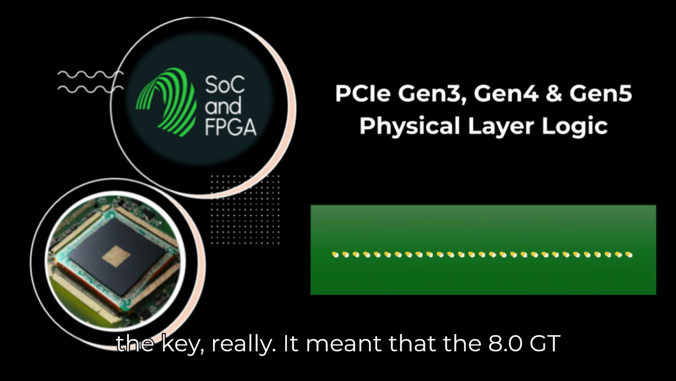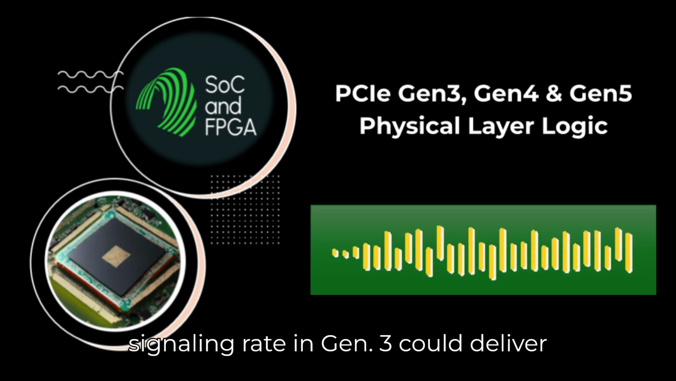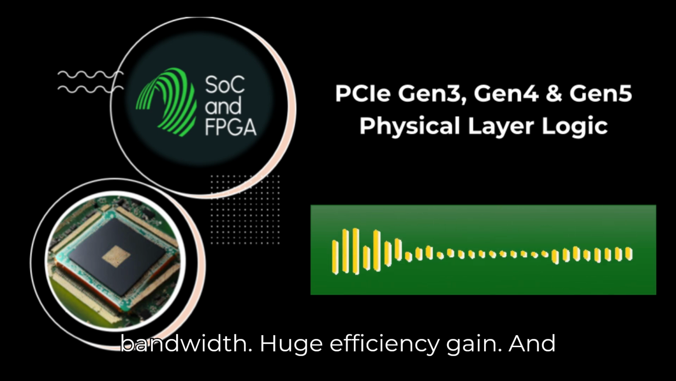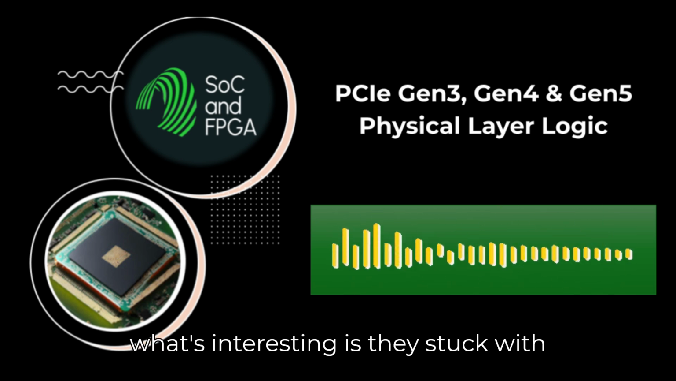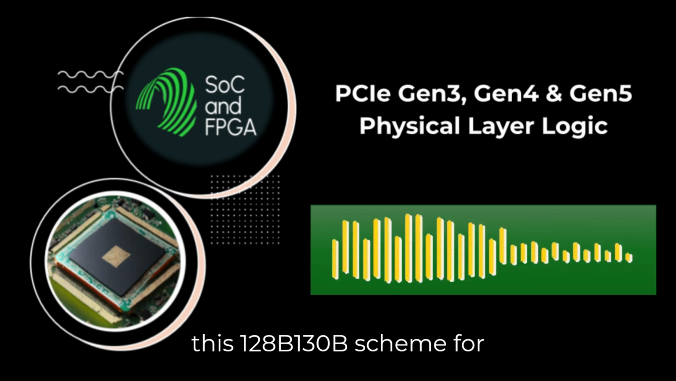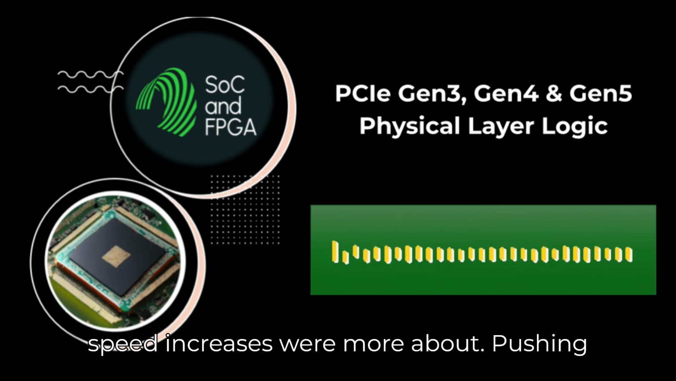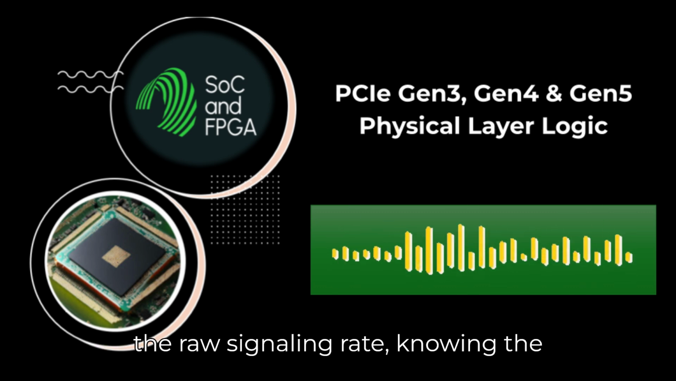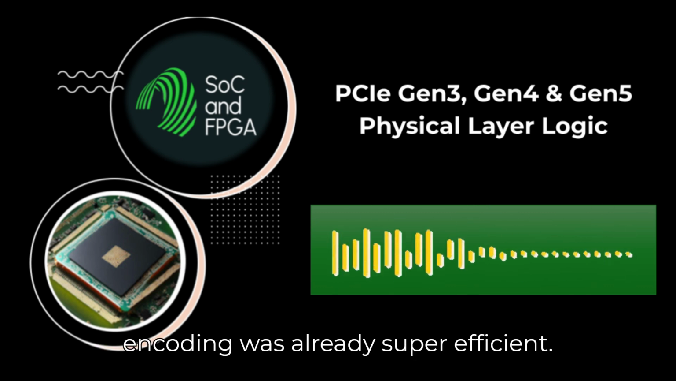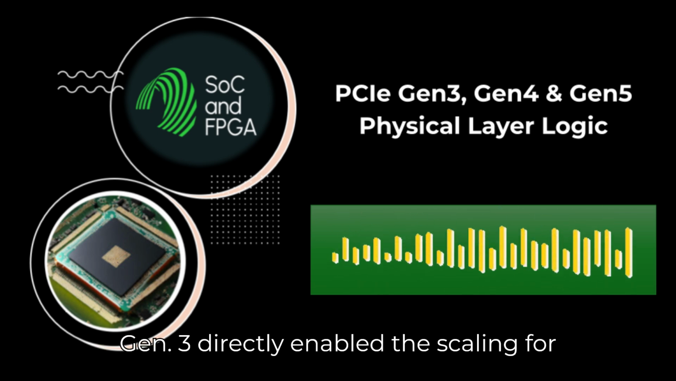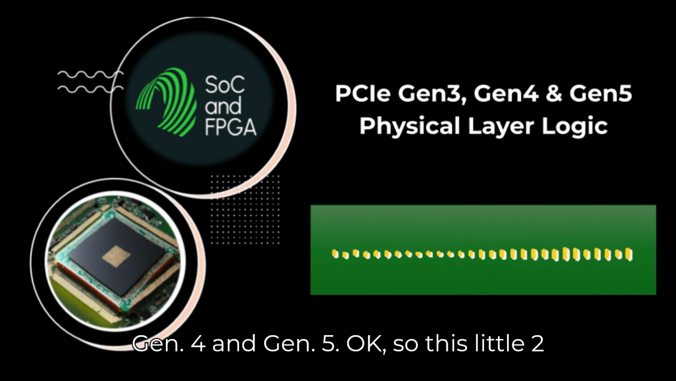It was the key, really. It meant that the 8.0 GT/s signaling rate in Gen 3 could deliver almost the full 8 Gbps of usable bandwidth. Huge efficiency gain. And what's interesting is they stuck with this 128B/130B scheme for Gen 4 and Gen 5 too. So the later speed increases were more about pushing the raw signaling rate, knowing the encoding was already super efficient. Exactly. The encoding groundwork laid in Gen 3 directly enabled the scaling for Gen 4 and Gen 5.